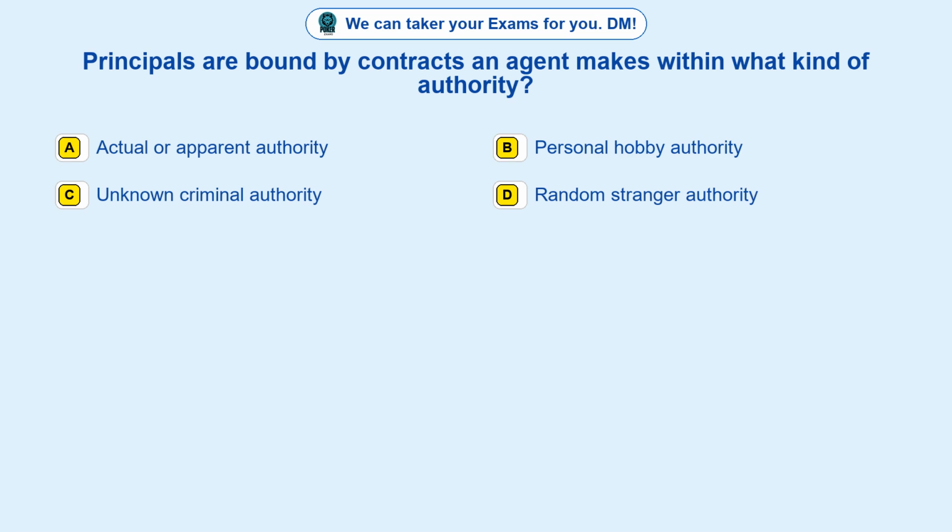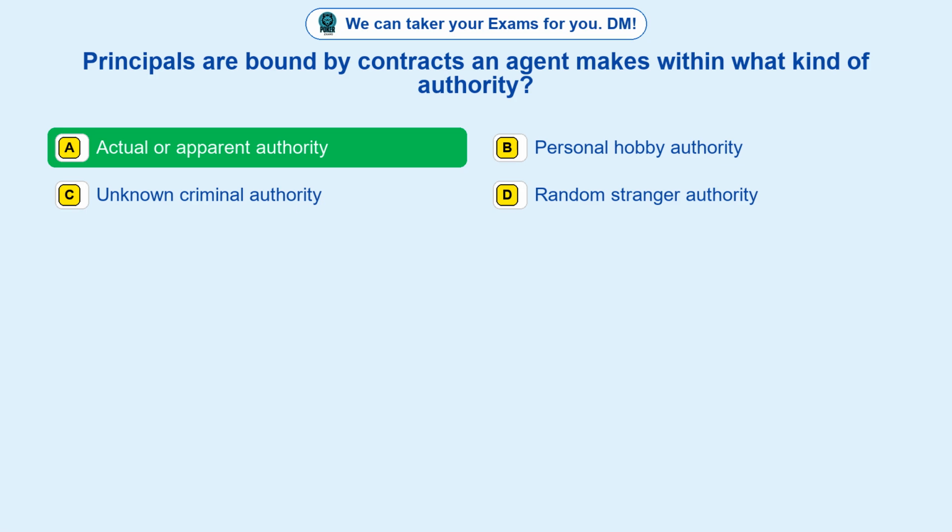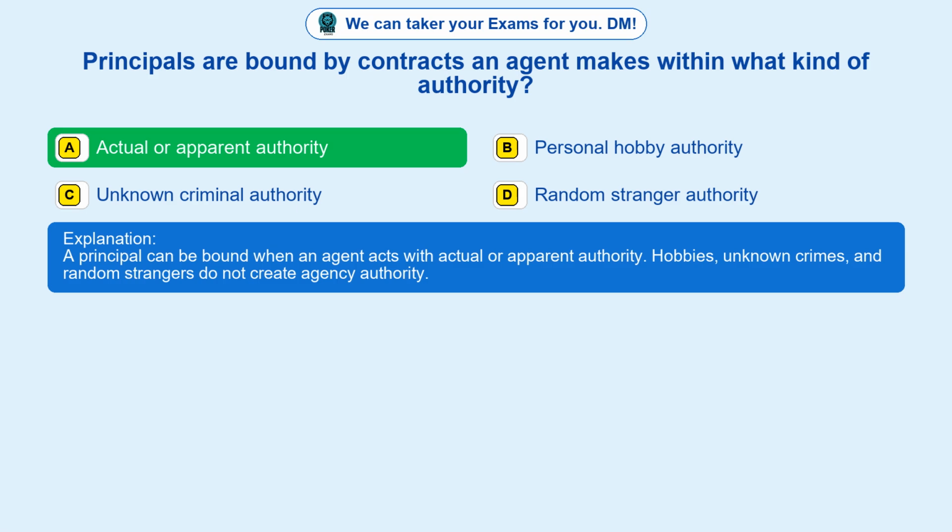Question 61. Principals are bound by contracts an agent makes within what kind of authority? Option A, actual or apparent authority. Option B, personal hobby authority. Option C, unknown criminal authority. Option D, random stranger authority. The correct answer is option A, actual or apparent authority. A principal can be bound when an agent acts with actual or apparent authority. Hobbies, unknown crimes, and random strangers do not create agency authority.